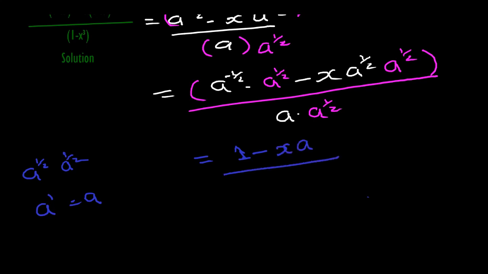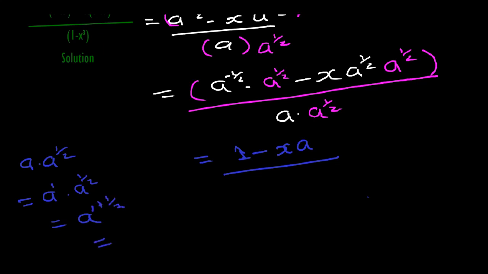Then in the denominator, a times a raised to power half. Any number without a power is raised to power 1. Same base with the multiplication sign, you add the powers. So a times a raised to power half will be a raised to power 1 times a raised to power half. So 1 plus half is 3 over 2. So we have a raised to power 3 over 2.